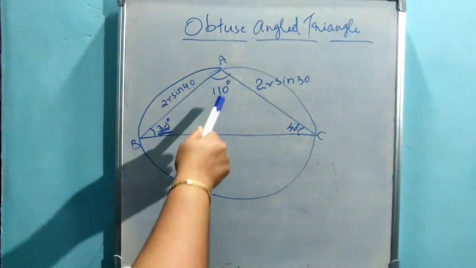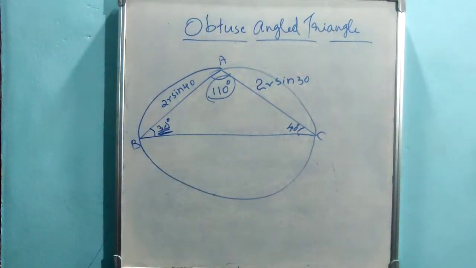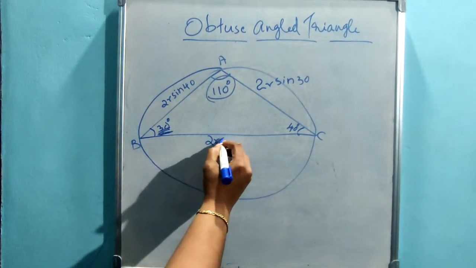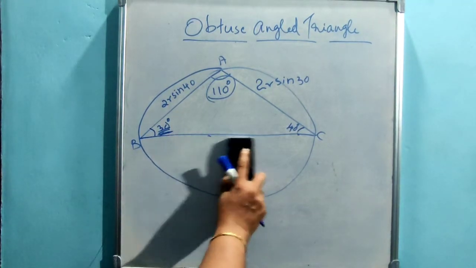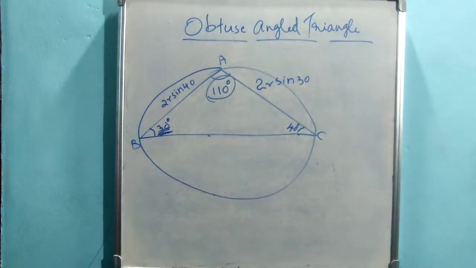But see here we have an angle 110 degree. So can we take this as 2r sine 110? Is it possible? No. Why? Because we have the sine values only up to 90 degree. Then how do we solve this? For that, we make use of the idea of alternate arc. The angles in the alternate arc are supplementary, right?